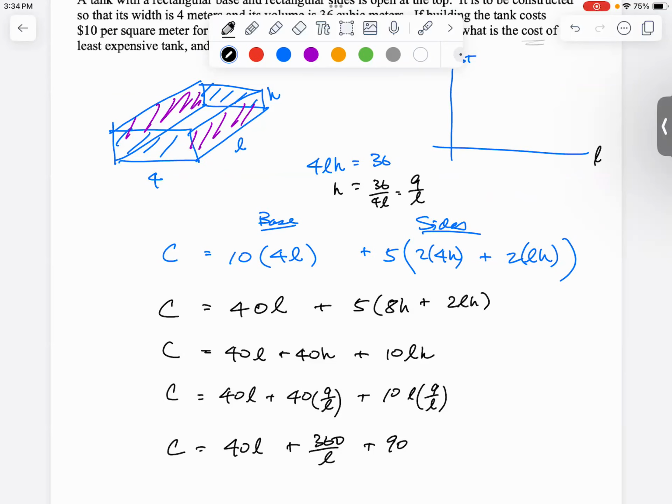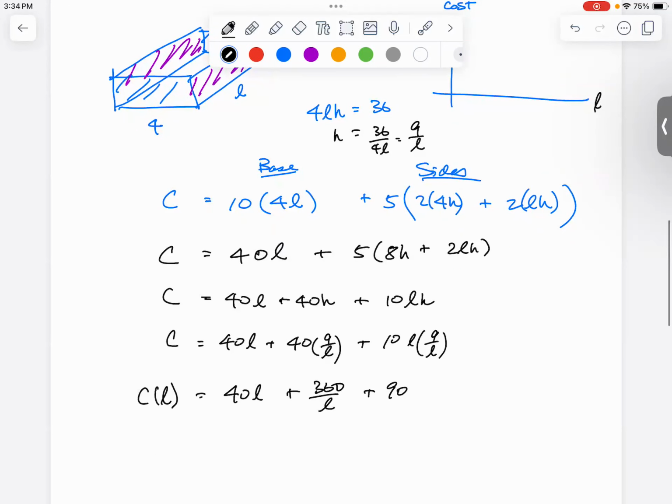Do you have an equation? Or to be more specific, this would be a function of cost in terms of L. So the cost will change in terms of L. And we will go ahead and derive it so that we have C prime of L. We have 40. We have minus 360 over L squared. And the 90 will just disappear.